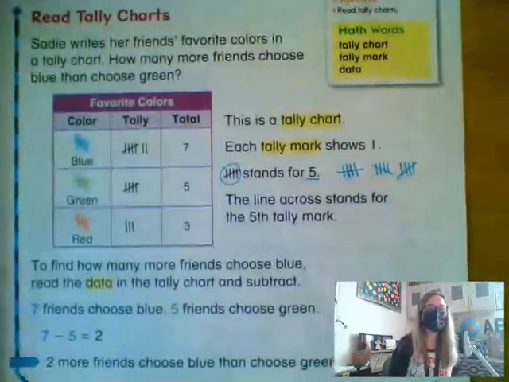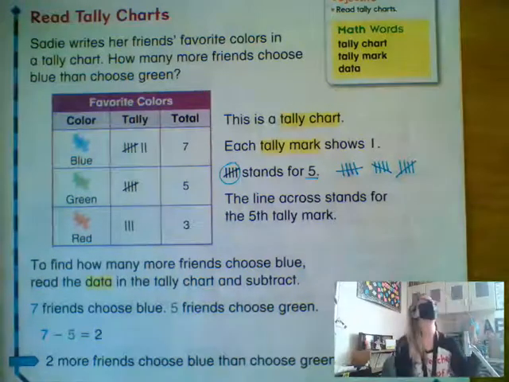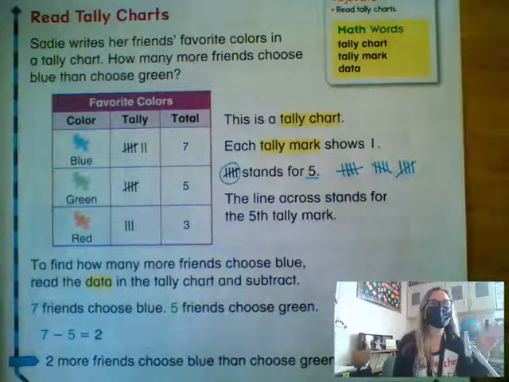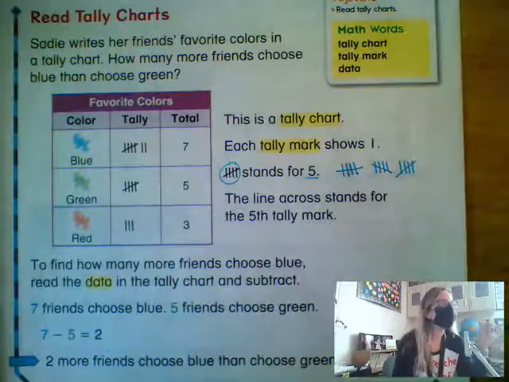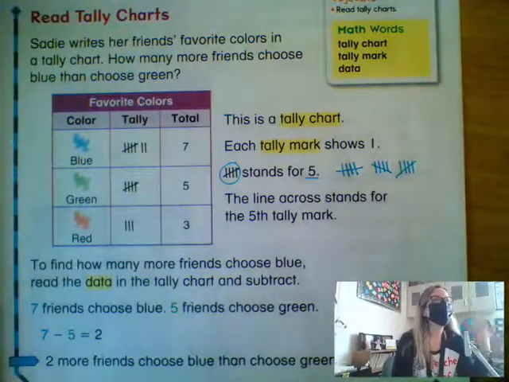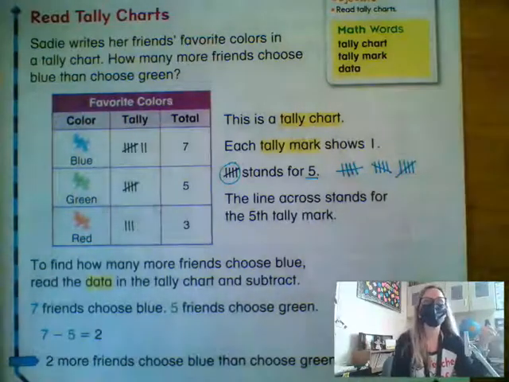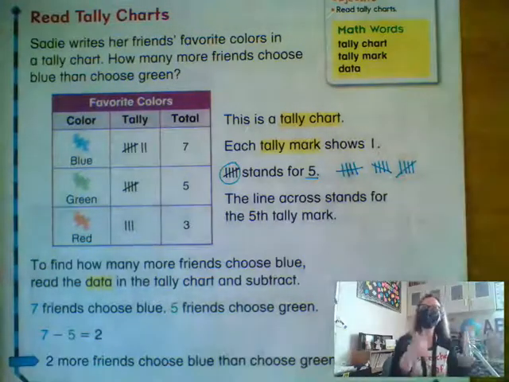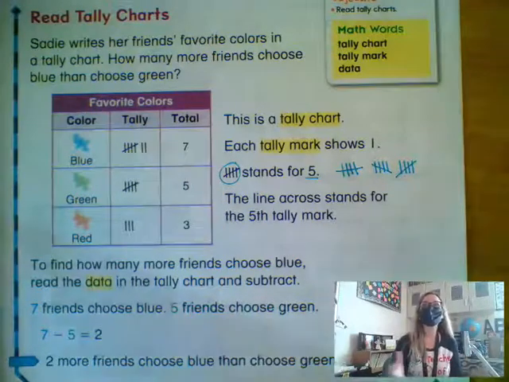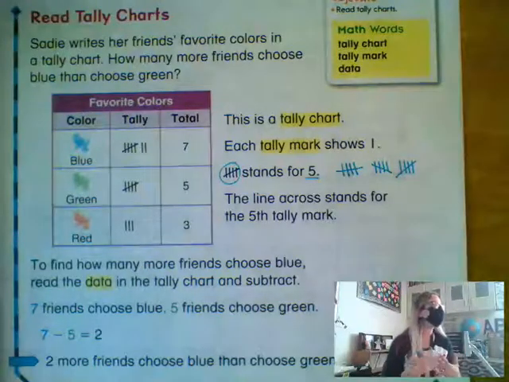It says, to find how many more friends chose blue, we need to read the data in the tally chart and then subtract. Data, boys and girls, is a fancy word we use in math and science, and data is a word that basically means information. When I asked earlier today, who wants chocolate milk, who wants white milk, who wants water, I was collecting information. I was collecting data, okay? Anytime you gather information, that information is called data.